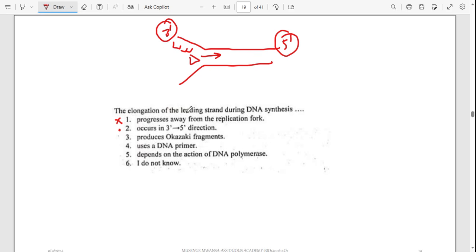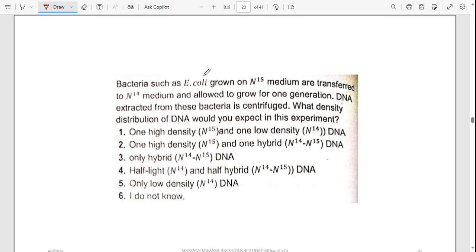Produces Okazaki fragments, leading, no. Uses a DNA primer. That is not elongation, that's initiation. Depends on the action of DNA polymerase. Yes. Okay. So this one is not going to be true because we are talking about elongation. Elongation, the new chain that we are forming will be going from 5' to 3'. But the chain we are using is going from 3' to 5'. So please be very careful with this.